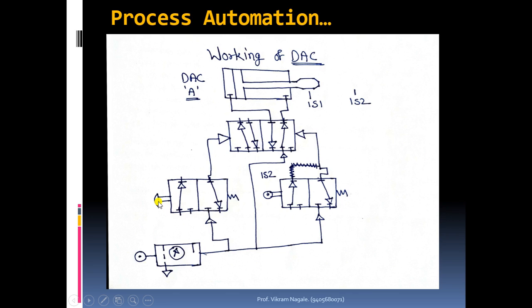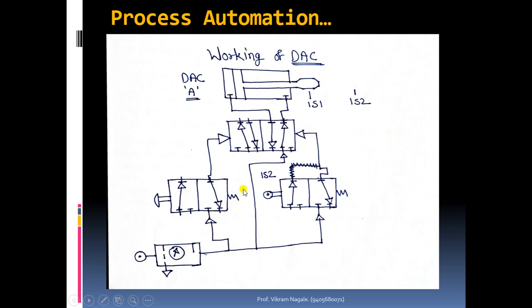That means we are making this system dependent on one operator. We are just handling this system manually. That means pressing this push button requires one person, and whenever he presses this push button, the system will work, and whenever he releases it, the system has to work in the opposite direction, or this cylinder will retract. So one person is required for performing this task.